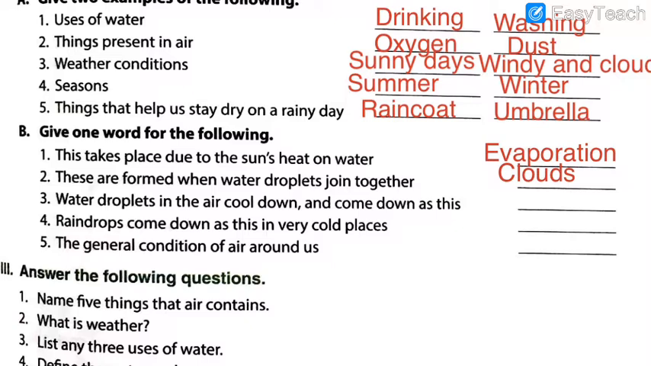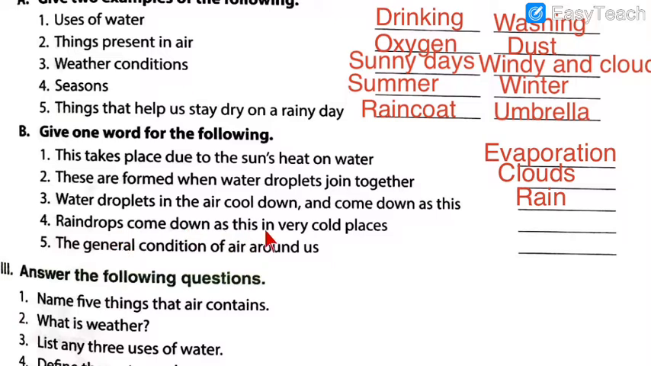Guess the correct answer. 5, 4, 3, 2, 1, 0. What is the correct answer? Yes, rain. Rain is the correct answer. I hope that you have written the same answer. Evaporation, clouds, rain. These 3 are the answers by now. We have solved. Number 4.